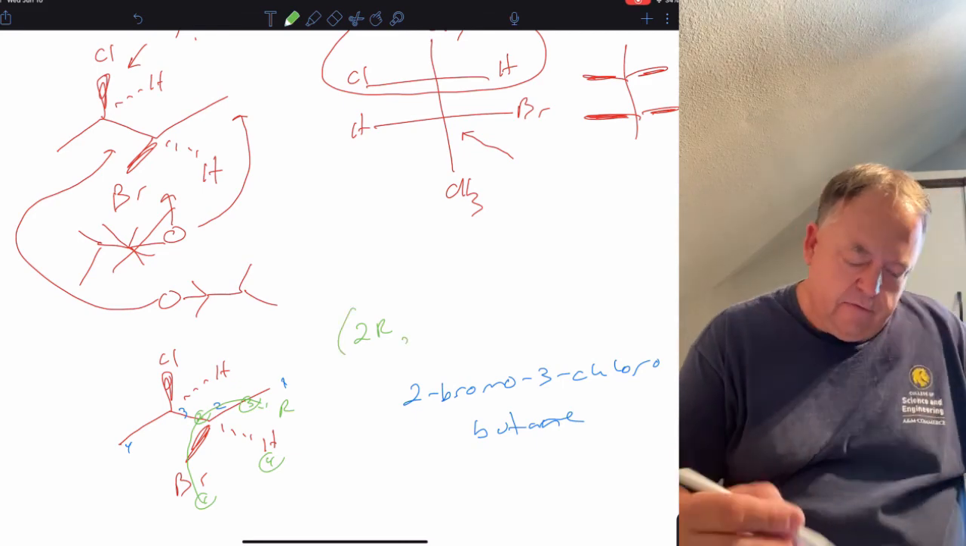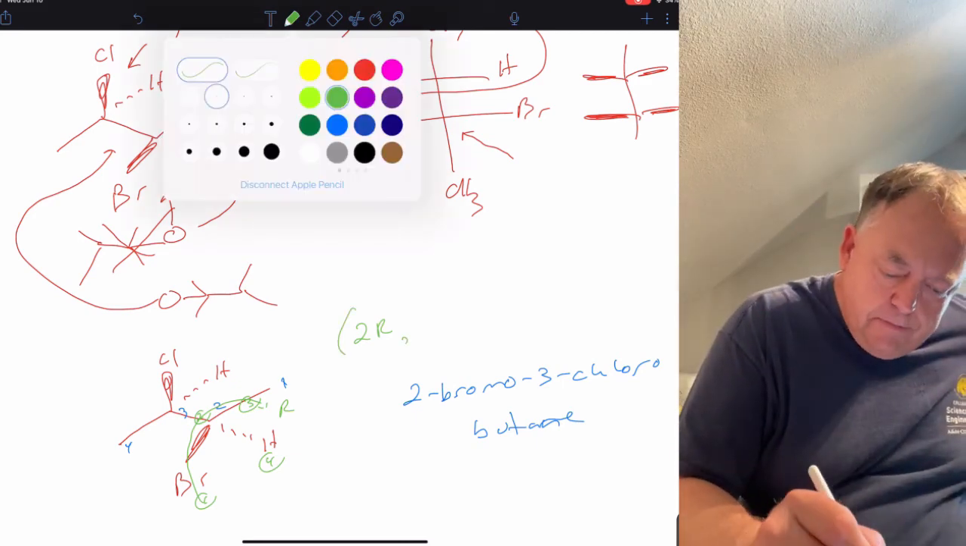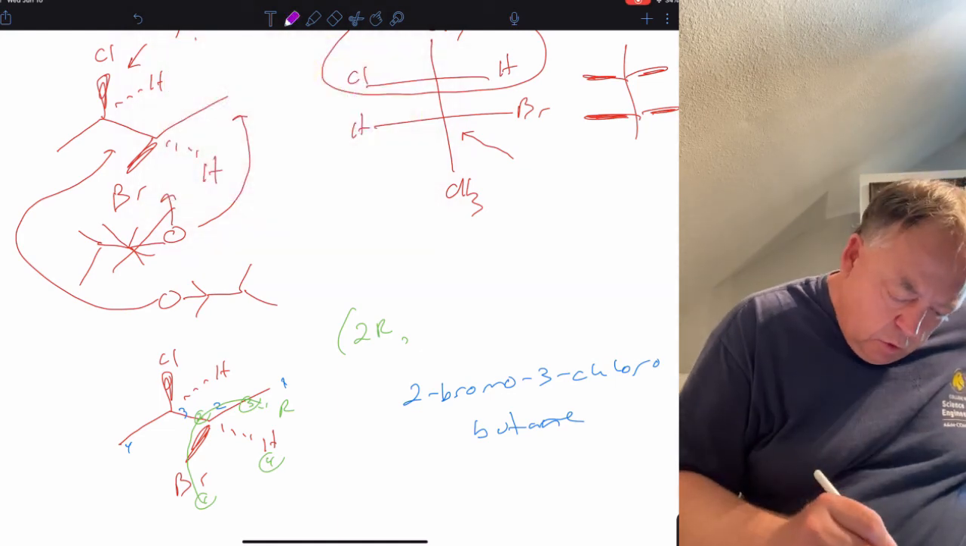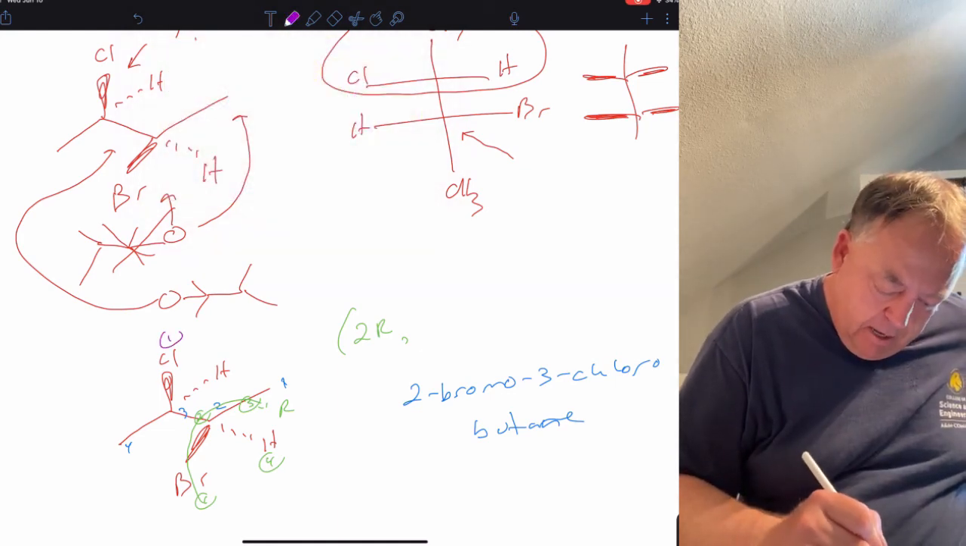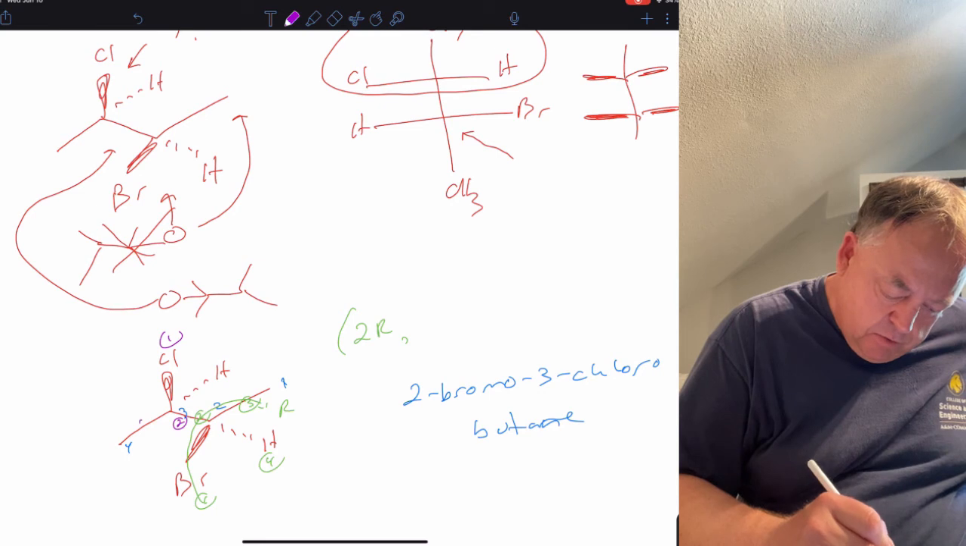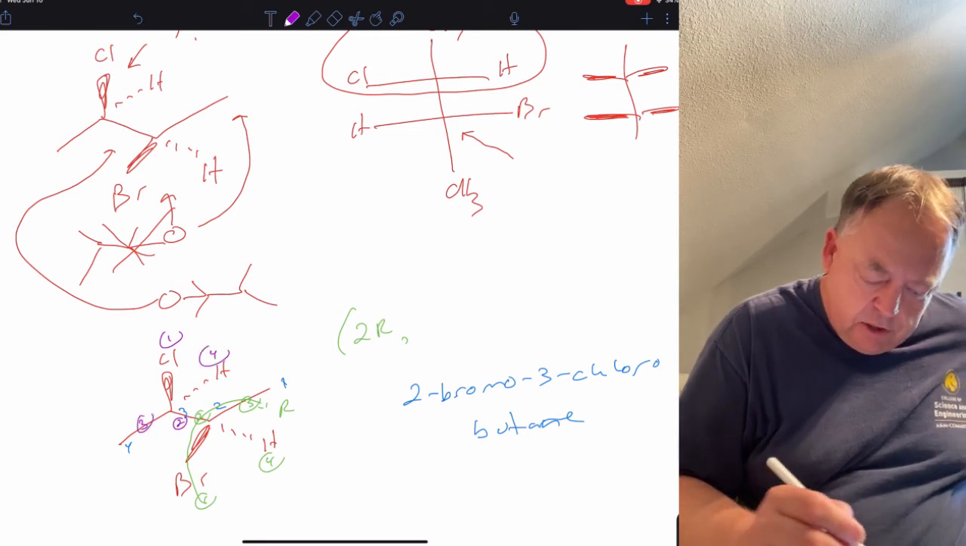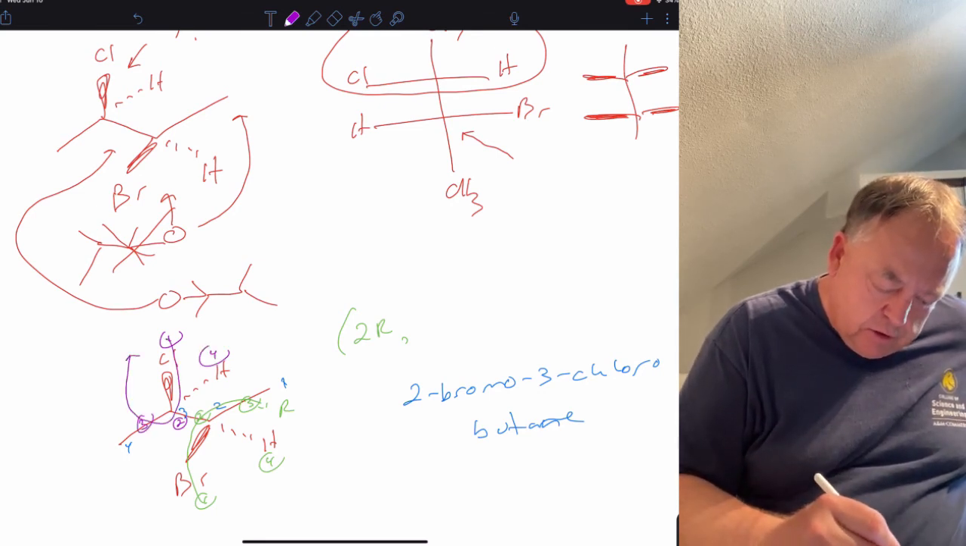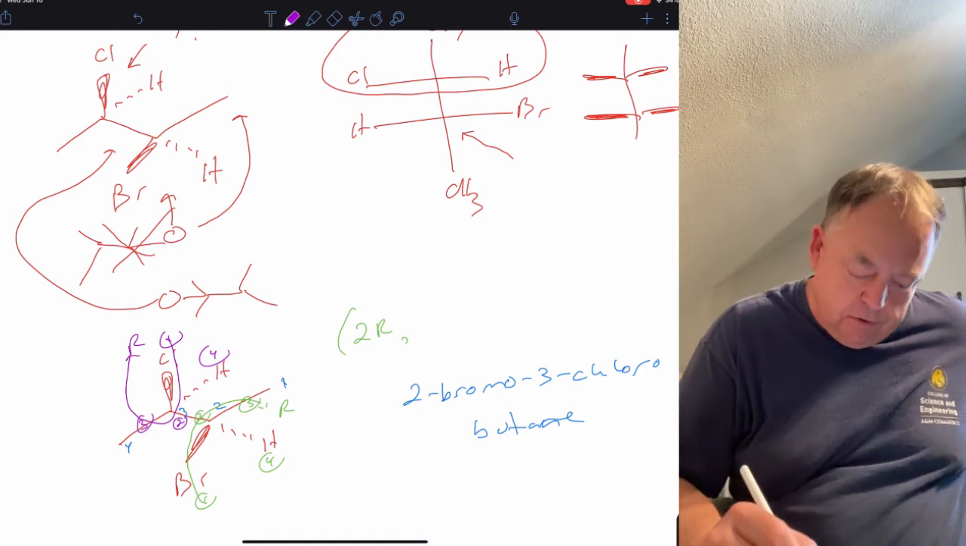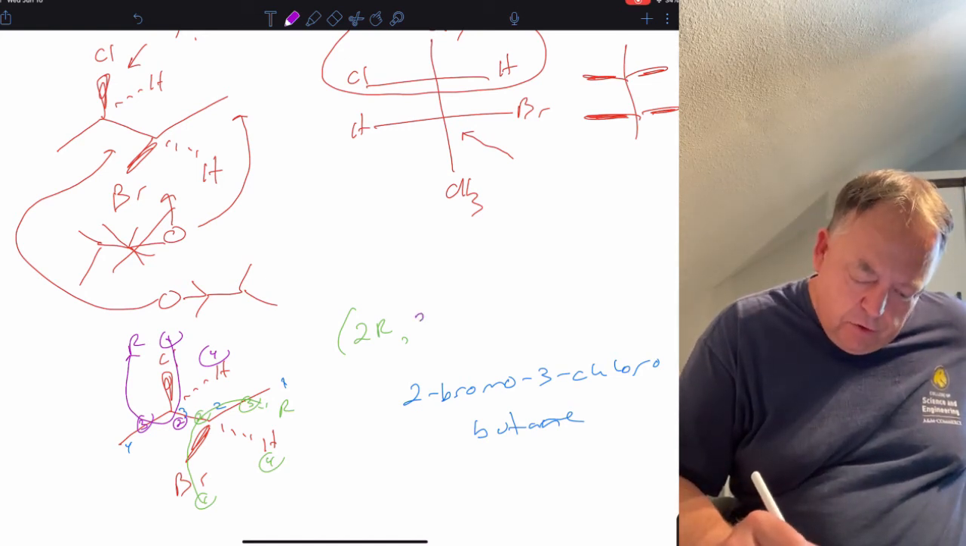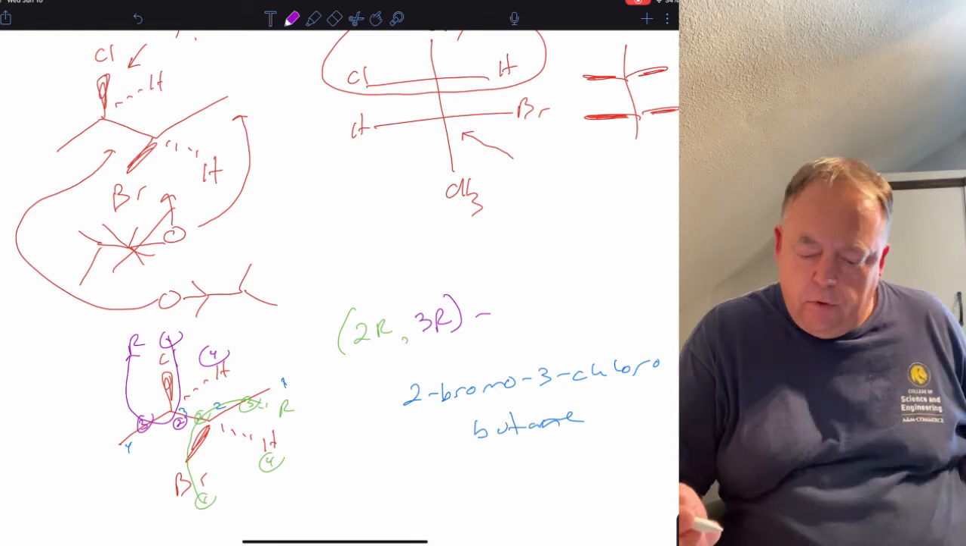And then we need to get the stereochemistry of the carbon with chlorine. So chlorine is 1, and this pathway is going to be 2, methyl group is going to be 3, and hydrogen is going to be 4. So 1 to 2 to 3 is clockwise, so that carbon is R also. So this will be 2R, 3R, 2-bromo, 3-chlorobutane.